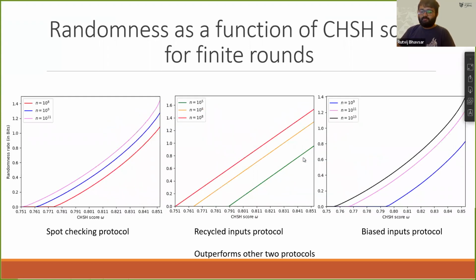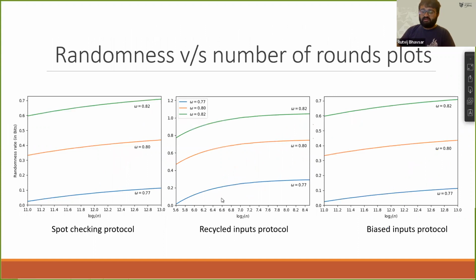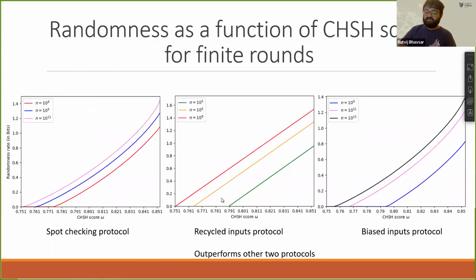Now, using the entropy accumulation theorem and the results in the previous slides, we have been able to compute the randomness gain in all 3 protocols. These graphs show the gain in randomness in the protocol as a function of the CHSH score observed, and these graphs show the randomness rate gain as a function of the number of rounds for a fixed CHSH score. Now, we have optimized over all the bias parameters. As you can see in all these 3 protocols, as the CHSH score increases, there is more randomness obtained. The shape of these graphs also resembles the shape of the rates in the previous slide, which should be expected. The amount of randomness expansion is highest in the recycled inputs protocol, followed by the spot checking protocol, followed by the biased inputs protocol.